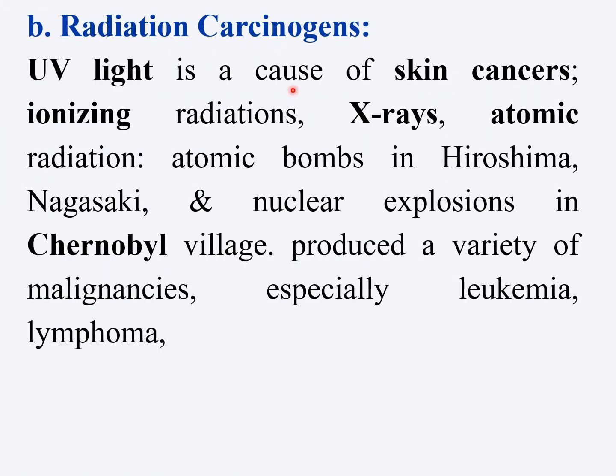Different radiations are considered as carcinogens, like ultraviolet light coming from the sun, which destroys the skin and also results in skin cancer. Also ionizing radiation, X-ray radiation, and atomic radiation, and this is very important, especially atomic radiation, the nuclear bomb, which took place in Hiroshima and Nagasaki in Japan, if you remember, and resulted in a lot of different varieties of cancers. Also, the nuclear explosion in Chernobyl in Ukraine, if you remember, also produced a variety of malignancies, especially leukemia and lymphoma.